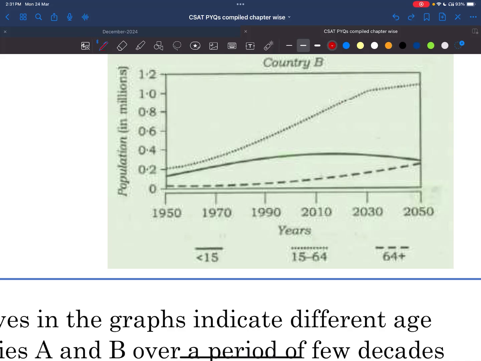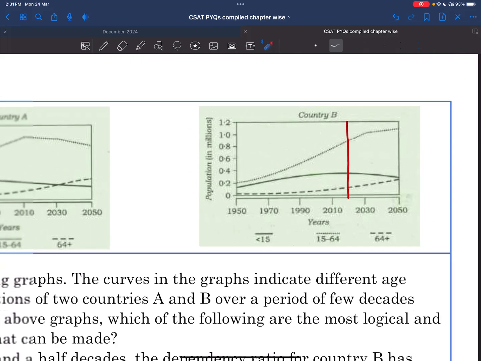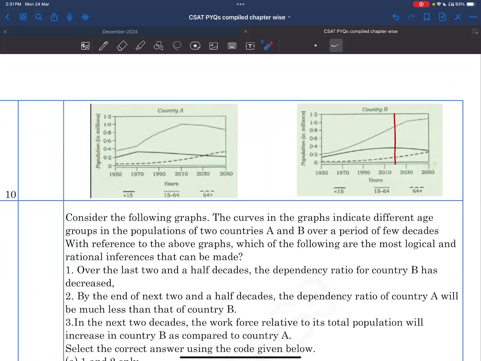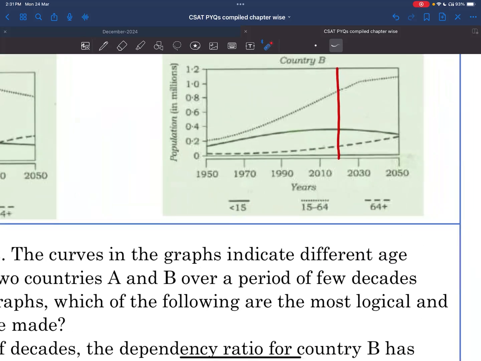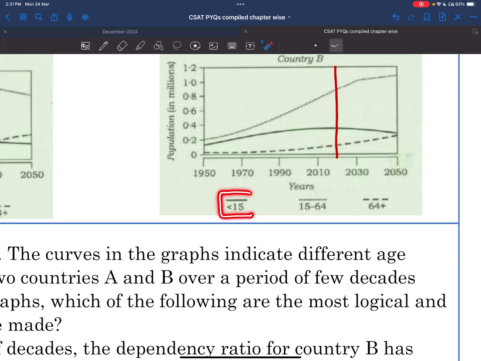So this is 2008, for reference. Now what is it telling? The dependency ratio has decreased. What does the dependency ratio mean? The people less than 15 years and greater than 64 years, because these are children and old age people. They can't work, right? So these will be people depending on the persons who are working. This is the working age population, right? From 15 to 64. So we need to check the values of these two, whether it is decreasing or increasing.